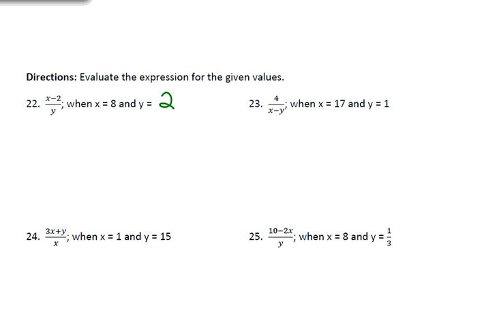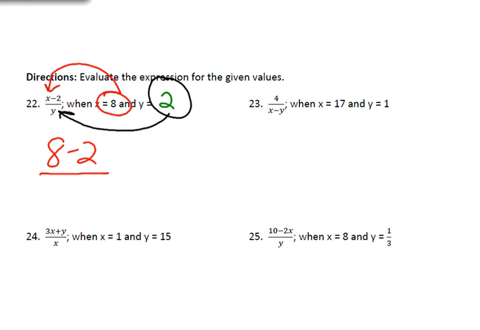So again, we're going to do the same thing. I'm going to take 8 and plug it in for x. I'm going to take 2 and plug it in for y, and then we'll simplify. So I plug in 8 for x, I'm going to have 8 minus 2. If I plug in 2 for y, I'm going to have 2 on the bottom.